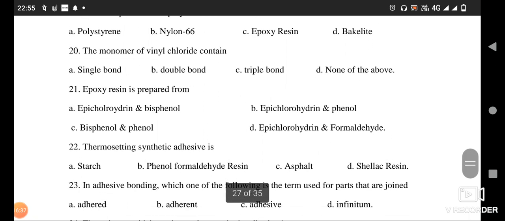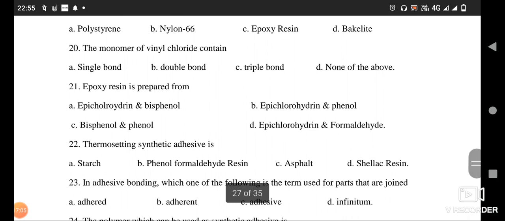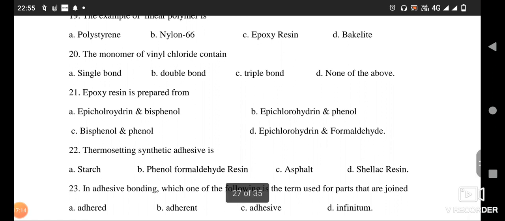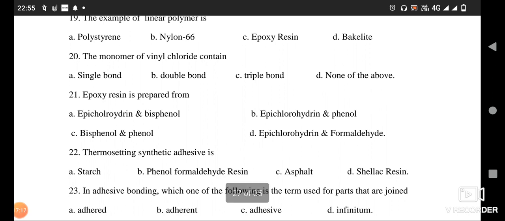Then after that, the last MCQ, MCQ number 20: the monomer of vinyl chloride contains. Actually, the monomer of polyvinyl chloride contains; this should be the question. Option A single bond, B double bond, C triple bond, D none of the above. We know that the monomer of polyvinyl chloride, vinyl chloride, has the formula CH2=CHCl, in which a carbon-carbon double bond is present. So option B, double bond, is correct here for MCQ number 20.